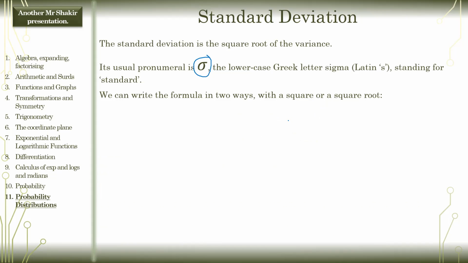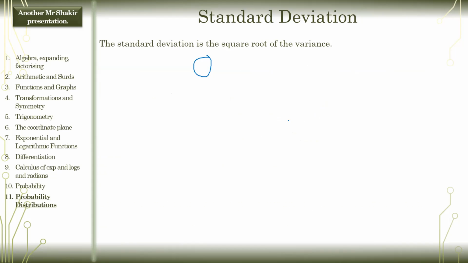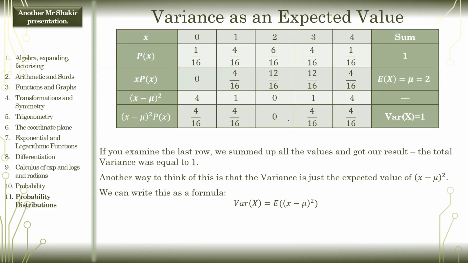Okay, main idea of this slide: standard deviation is the square root of the variance. So when we're learning how to calculate variance, just square root the variance and you'll get standard deviation.